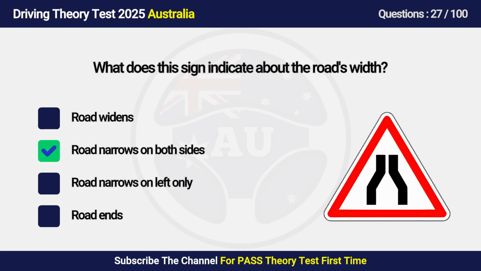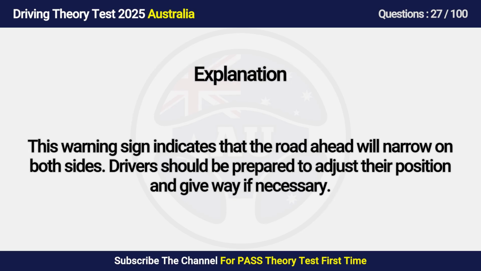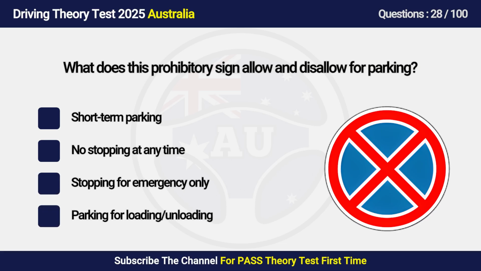Answer is B. Road narrows on both sides. This warning sign indicates that the road ahead will narrow on both sides. Drivers should be prepared to adjust their position and give way if necessary. Question 28. What does this prohibitory sign allow and disallow for parking?